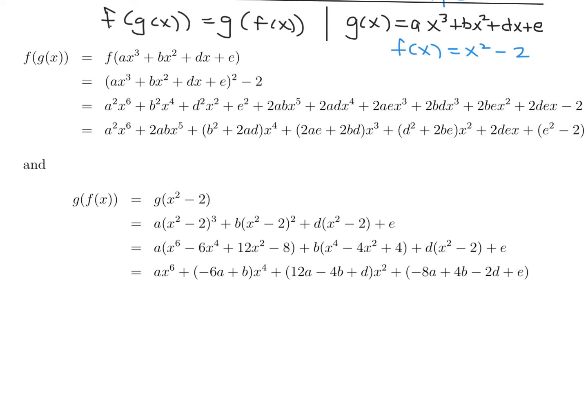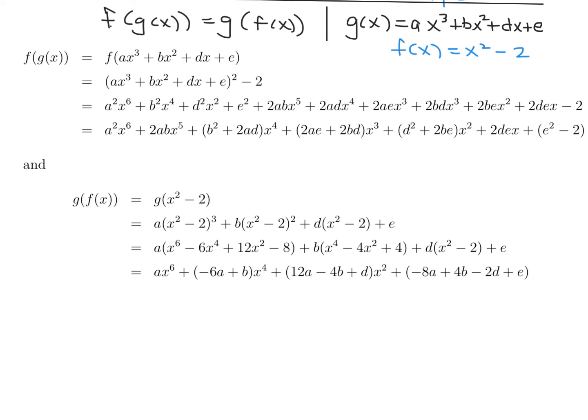In a very similar way, you do g at f at x. f at x is this, so that goes into the bracket. And then you substitute what's in the bracket into this expression. So it'd be a x to the power of 3, but what's going to be to the power of 3 is what's inside this bracket here. And similarly, b x squared, but x this time is x squared minus 2. And similarly, d x, where this is x. Then you expand that all out and collect like terms. Now, since this is equal to that, according to our definition, we have to now equate those two.